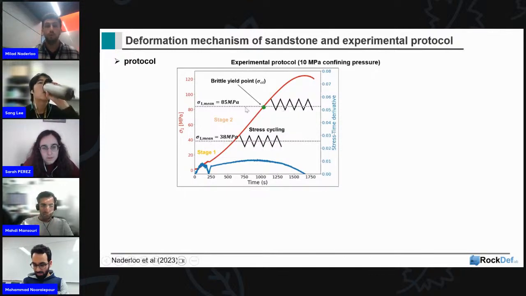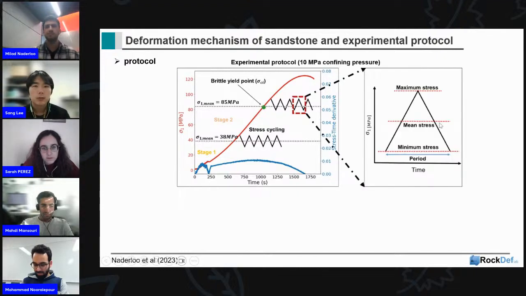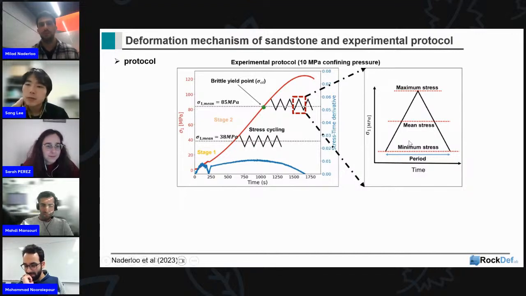Or we want to do cyclicity in a high stress regime, 85 megapascal, which is slightly above our brittle yield point. And this is how our cyclic stress waveform looks. You may say that in reality, when you are injecting or depleting your field, it can be like a sine wave, a square wave, or a different shape. But here we just use the triangular waveform shape cycles.